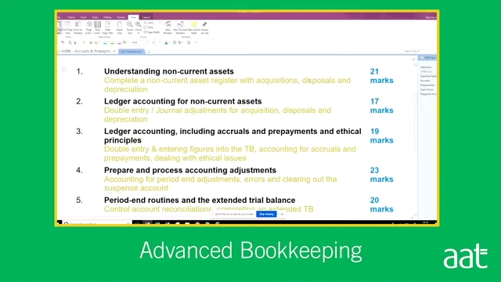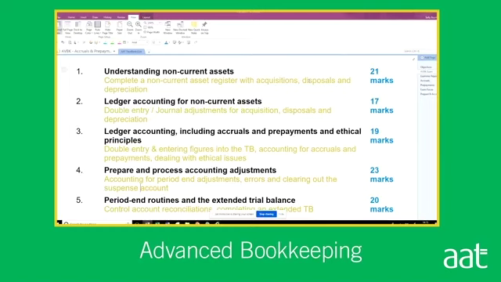So effectively, task 1 and 2 is all to do with non-current assets, where task 1 is all about understanding the non-current assets, whereby you have to complete the non-current asset register with acquisitions, disposals, and also calculating the depreciation charge. And on completing that particular task, it is 21 marks.